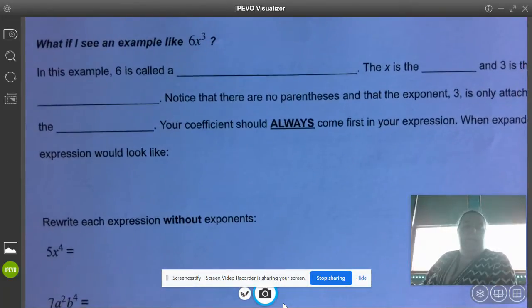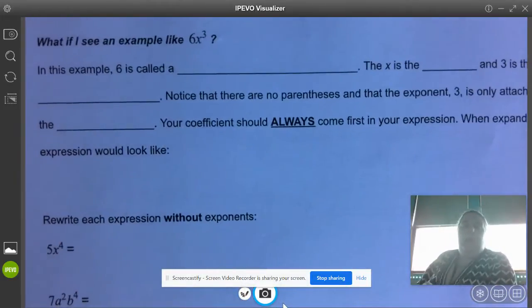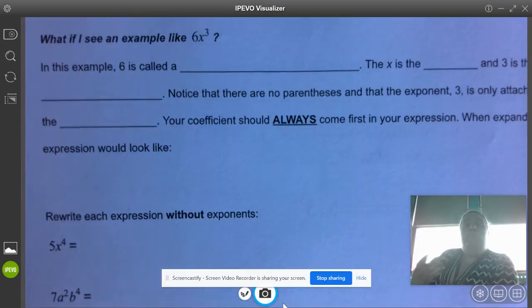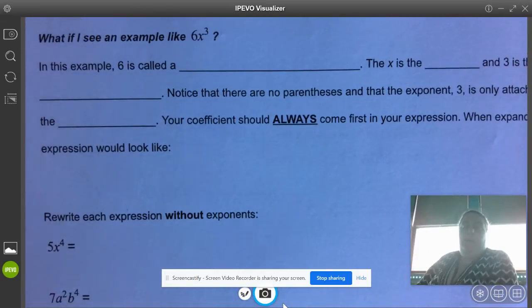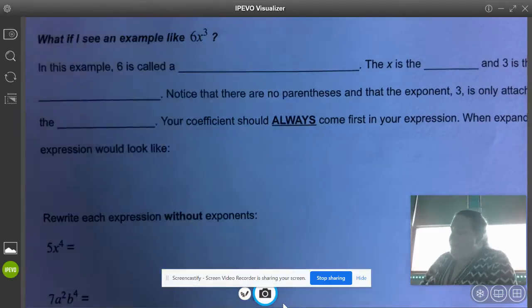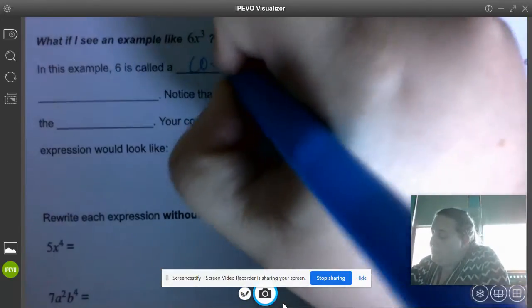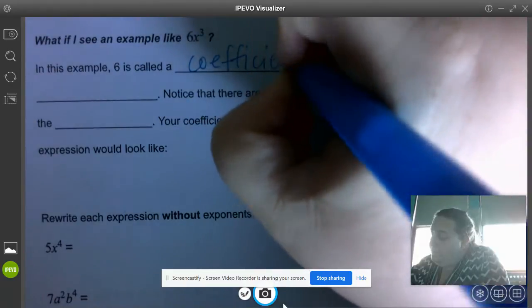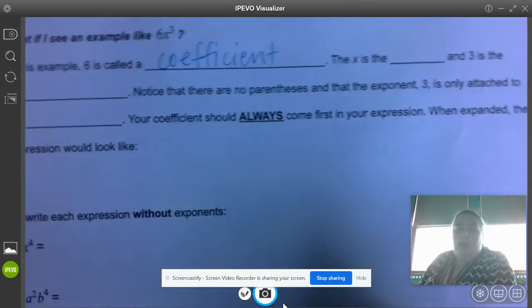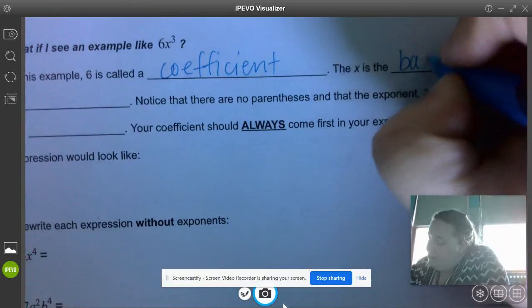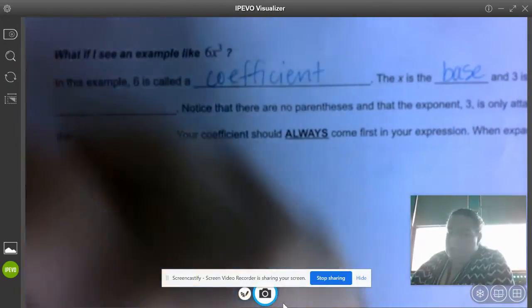So far, in the examples we've looked at, we had a base that was a number, okay? But because this is pre-algebra, we're getting ready for algebra 1, we're going to see bases with variables like we see in this example. So in this one, you see 6, you have x, and then you have 3. So in this example, 6 is called a coefficient. Okay? The x is the base, and 3 is the exponent.